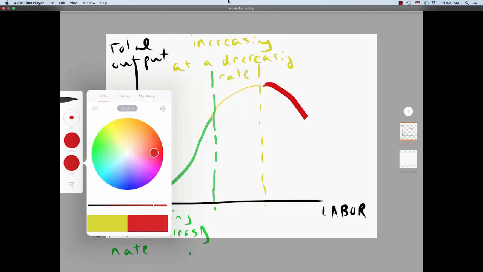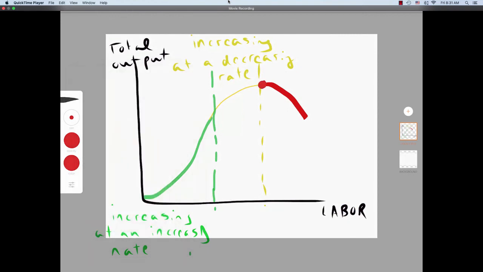But then you get to the red area. So basically your curve has stopped going up and now it's heading down. And now you have decreasing productivity for every new worker that you add. And again, it could be something as simple as you don't have enough capital to support this number of workers.